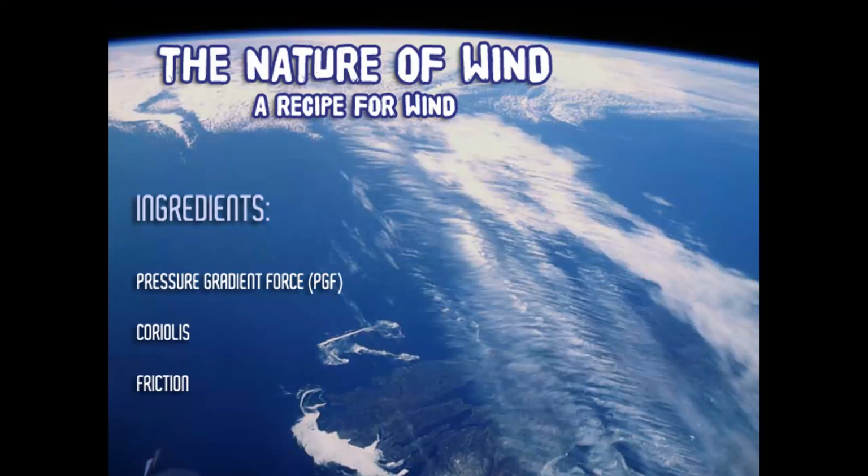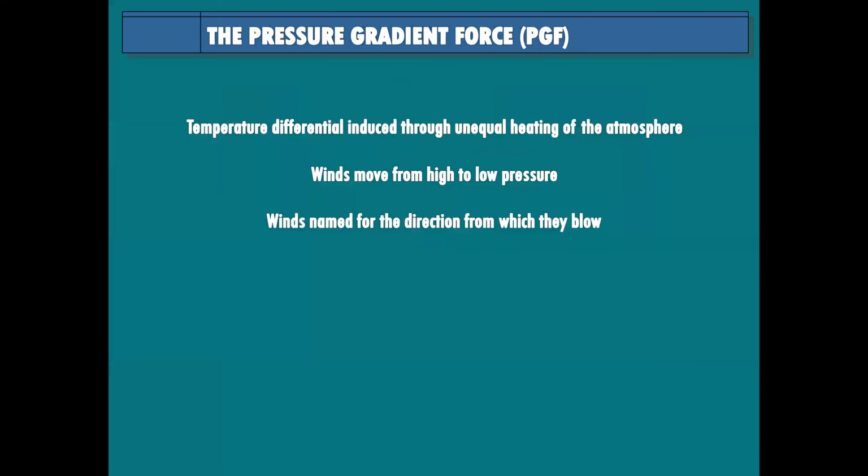The nature of wind: think of wind as a recipe of three distinct features. One of them is the pressure gradient force. The second is the term Coriolis. And the third one, friction. Friction, I think you get. Pressure gradient force and Coriolis might be two that are less familiar to you. So let's begin with pressure gradient force, which is nothing more than the change in pressure as you move in the horizontal. Okay, so basically, usually there's an atmospheric temperature difference induced because of unequal heating.